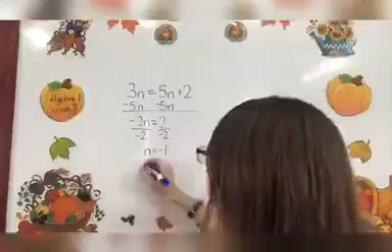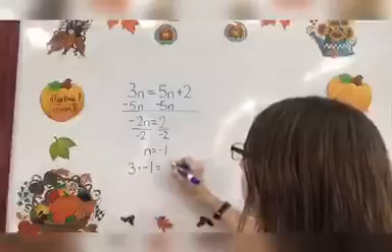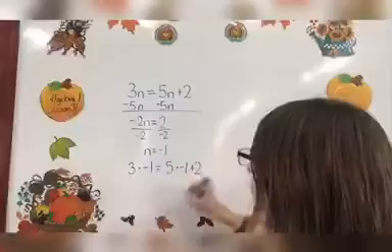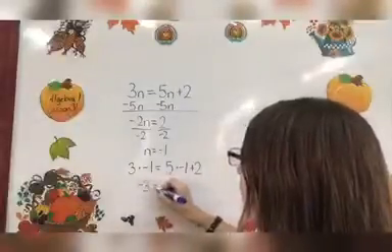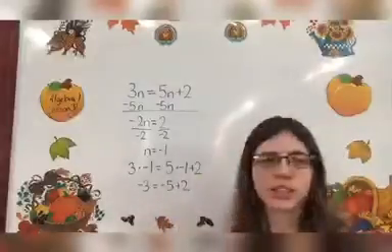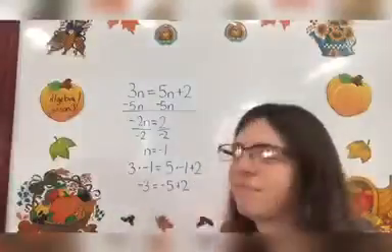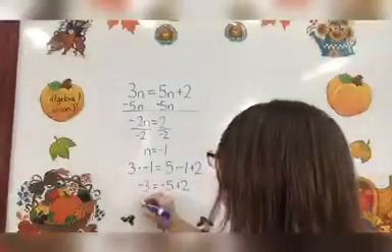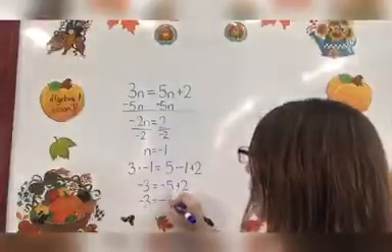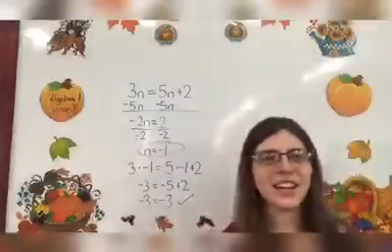Okay, let's check it. 3 times a negative 1 equals 5 times a negative 1 plus 2. 3 times negative 1 is negative 3. 5 times negative 1 is negative 5 plus 2. Well, a negative plus a positive, that means you subtract. Take the sign of the larger absolute value. So this side doesn't change, it's negative 3. 5 minus 2 is 3. Larger absolute value is negative, so it's negative 3. Negative 3 checks. So n equals negative 1.